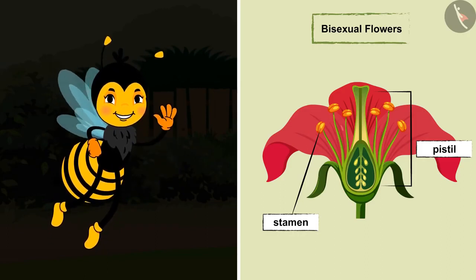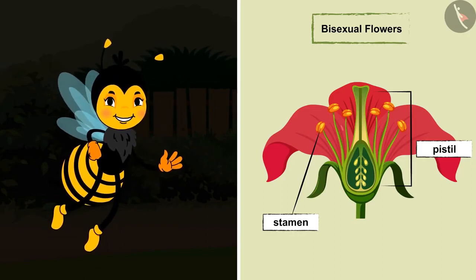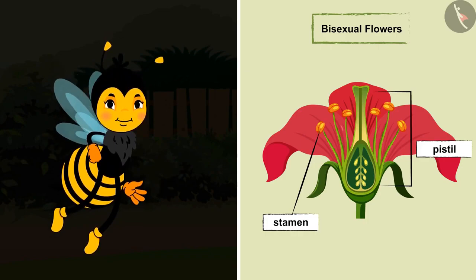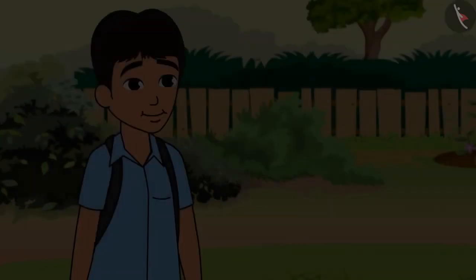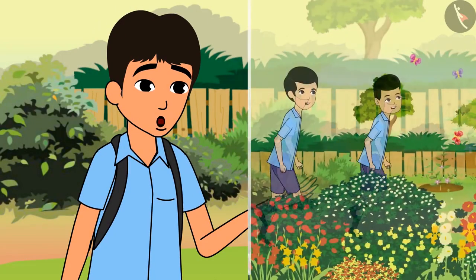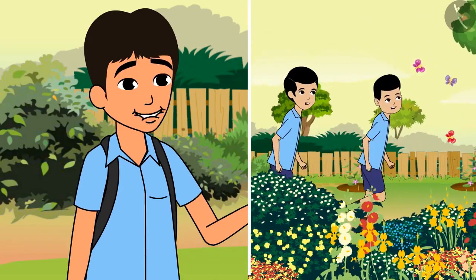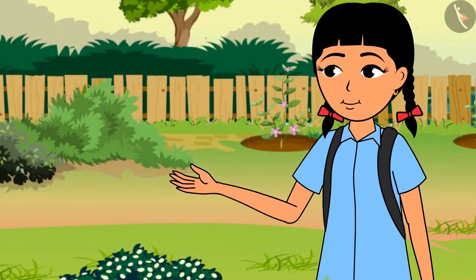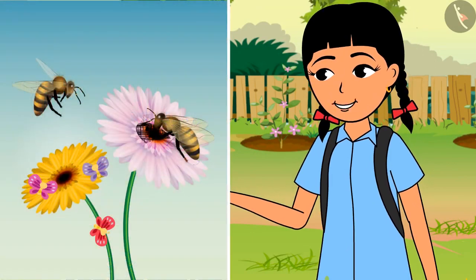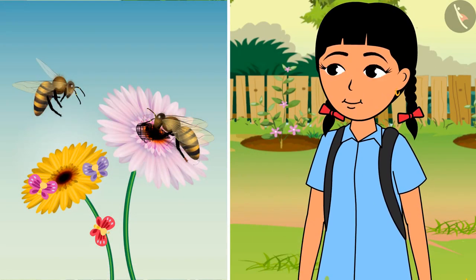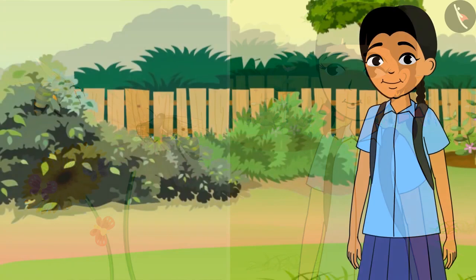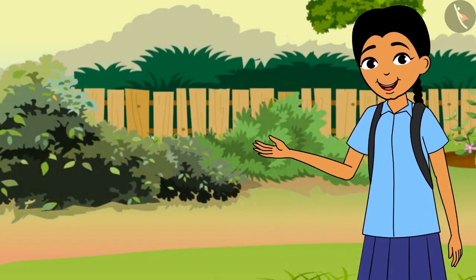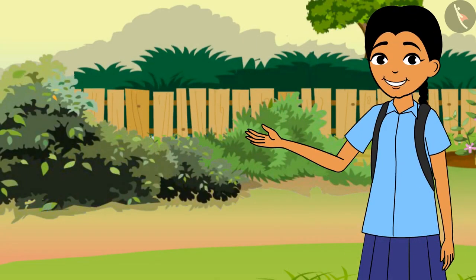Part is known as the stamen and the female reproductive part is known as the pistil. Look at Raja and Vijay, how they are running after the butterflies. Where there are so many flowers, it is obvious to have a lot of butterflies and honeybees. Yes, because they get to suck the nectar of so many flowers.